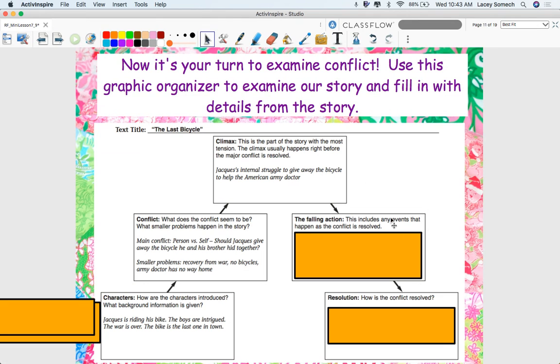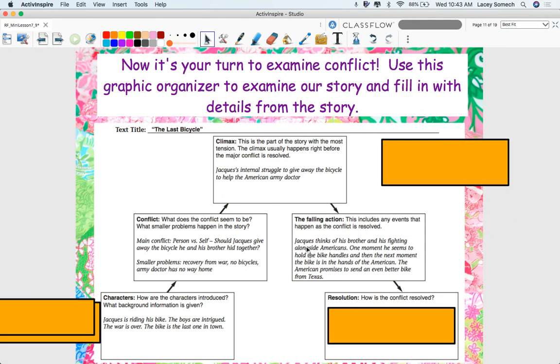Now, he makes an important decision, which is going to go towards our falling action here, okay? He thinks of his brother. You know what? His brother helped the Americans, right? Or excuse me, the Americans helped alongside his brother in fighting in the war. So he decides to give the bike to the American, right? And then what does the American doctor say? I promise to send even a better bike from Texas. So we have that kind of falling action. So we've made a decision, and this is now leading to the resolution.